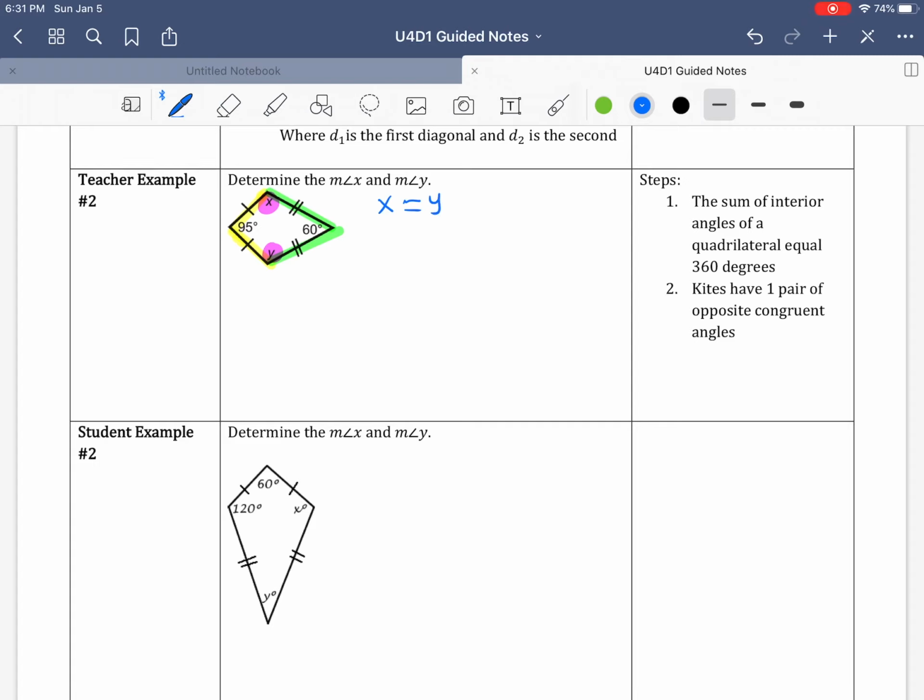So for the ease of writing an equation, I'm actually going to call angle Y also the value of angle X. So we're going to do an equation, x plus 95 plus y plus 60 equals 360. But here, I'm going to take that y and replace it with x. So we only have one variable we're working with. And then I'm going to combine my like terms. So 95 plus 60 is 155. And then I have 2x.